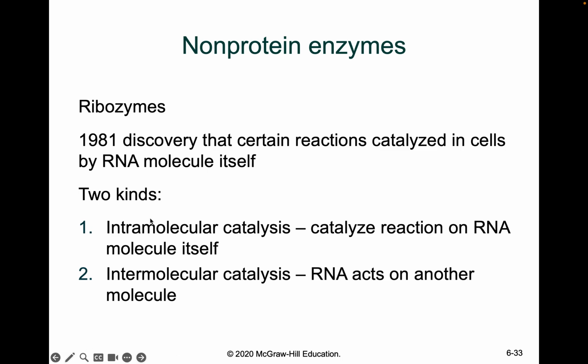So there's two kinds. There's the intramolecular catalysis. These are RNAs that are quite nicely folded, and they can catalyze reactions by themselves. So the RNA by itself can do the reaction. Or they act on another molecule, so they are attached to another molecule, and together they catalyze a reaction. And that's called intermolecular catalysis. So intra is inside, meaning that the RNA inside itself can do the catalysis. Inter is outer, so more with another molecule.